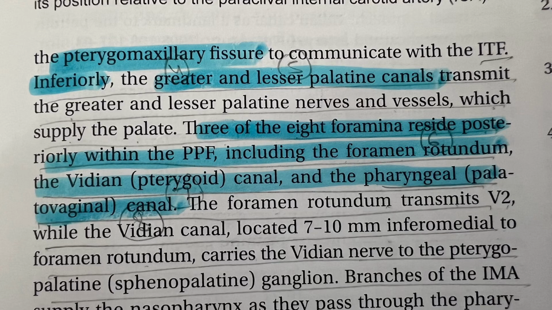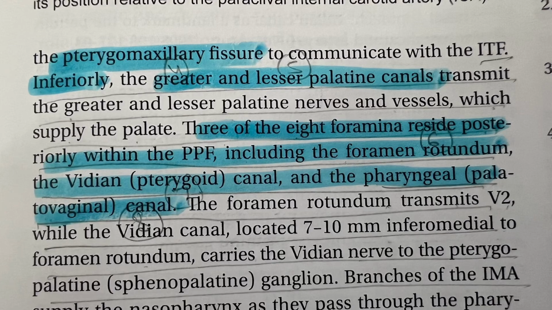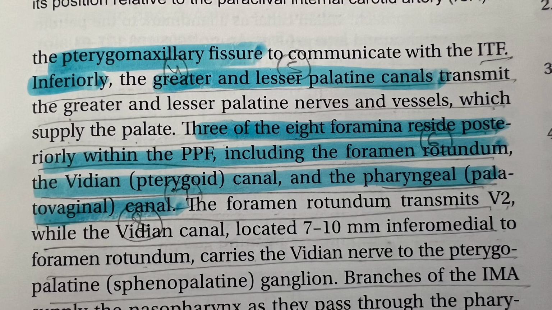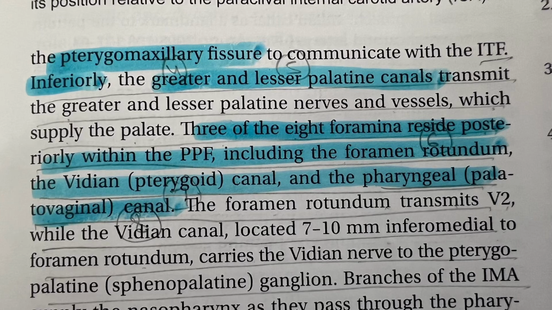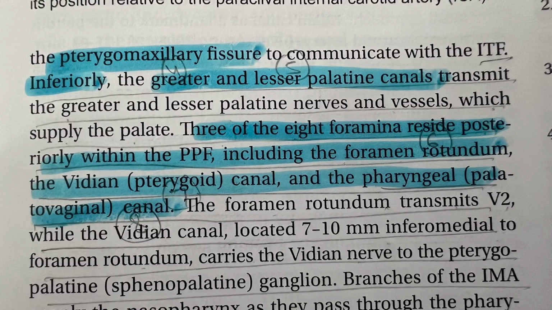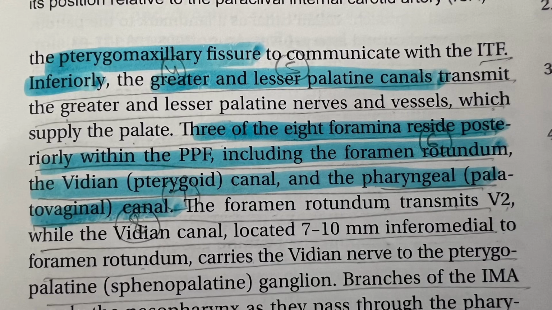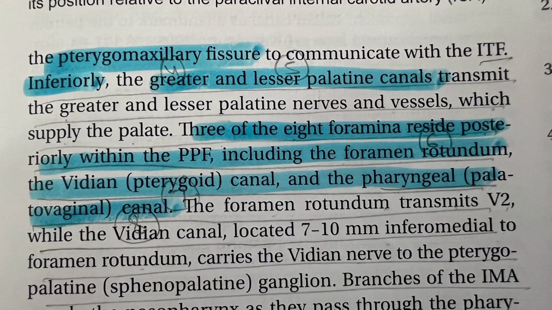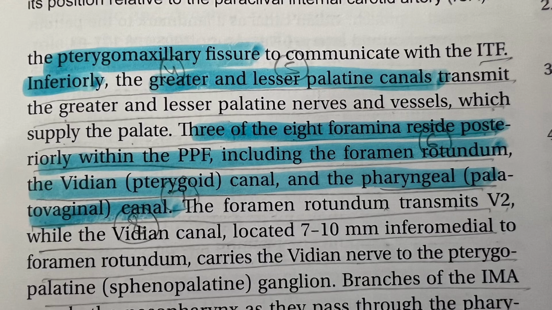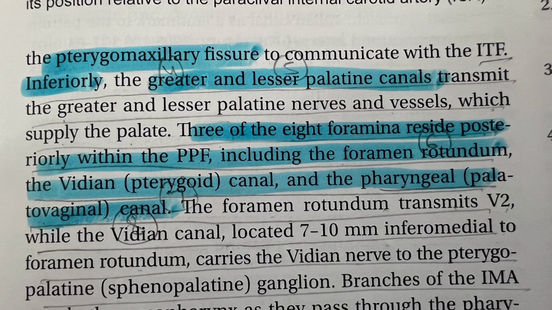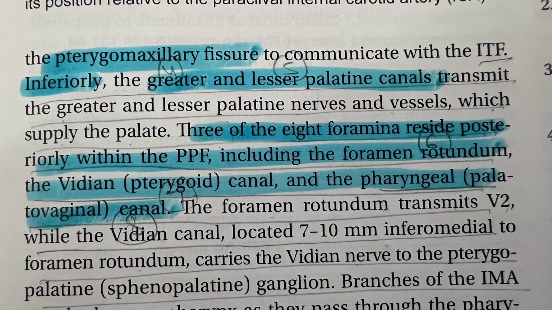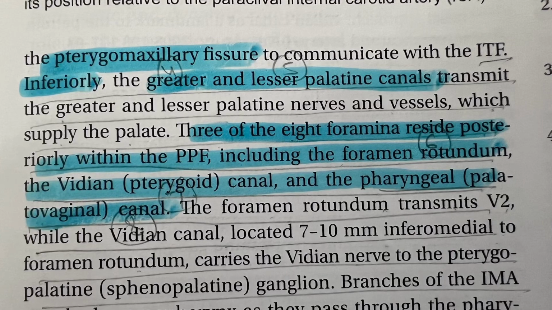So in summary, there are 8 different foramina. Anteriorly one, that is the inferior orbital fissure; medially one, the sphenopalatine foramen; laterally one, that is the pterygomaxillary fissure; inferiorly two, the greater and lesser palatine canals; and posteriorly three. These are the foramen rotundum, the vidian canal, and the pharyngeal canal. So these are the 8 different foramina in the pterygopalatine fossa.